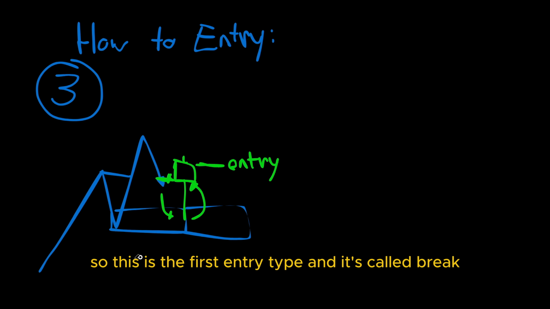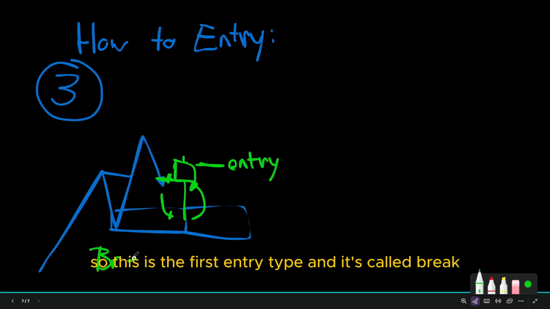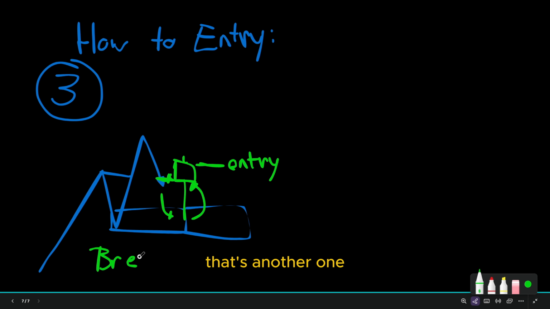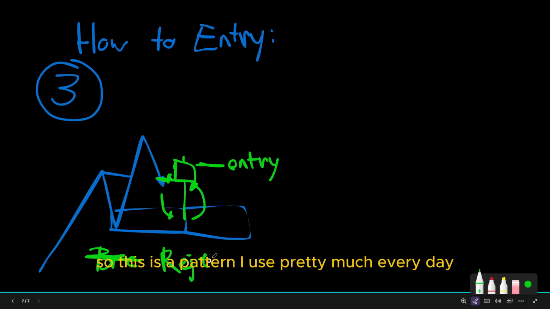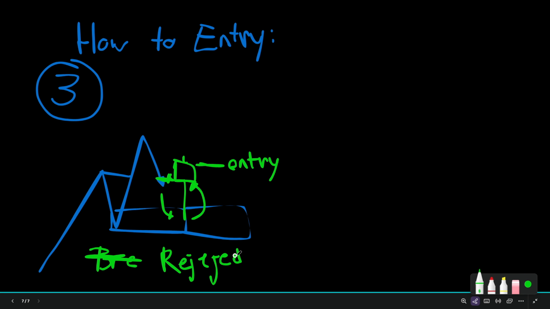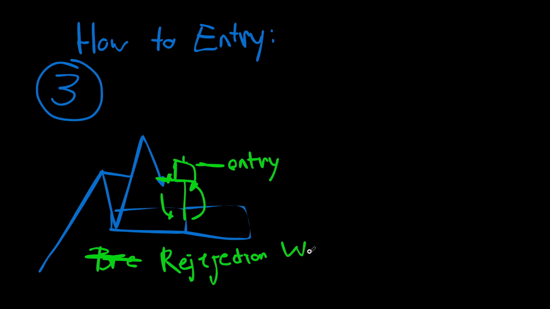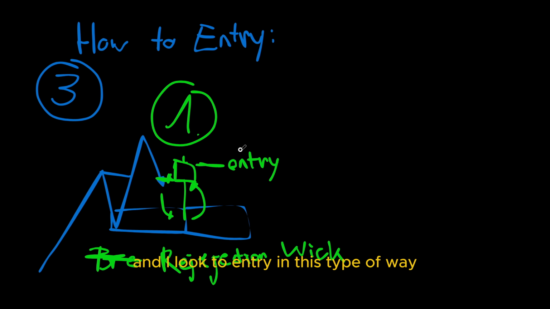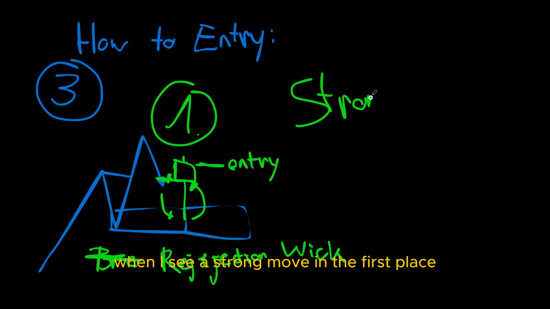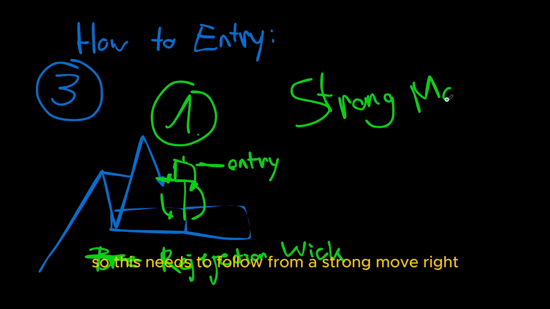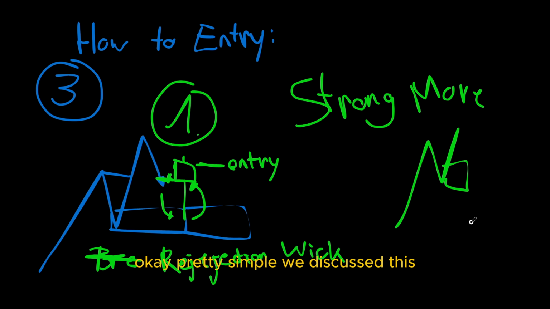So this is the first entry type, and it's called, not break of the candle, sorry, that's another one, it's called the rejection wick. This is a pattern I use pretty much every day when I see a strong setup, of course. Rejection wick. This is the first entry setup on my list, and I look to entry in this type of way when I see a strong move in the first place. So this needs to follow from a strong move, right? Pretty simple. We discussed this.